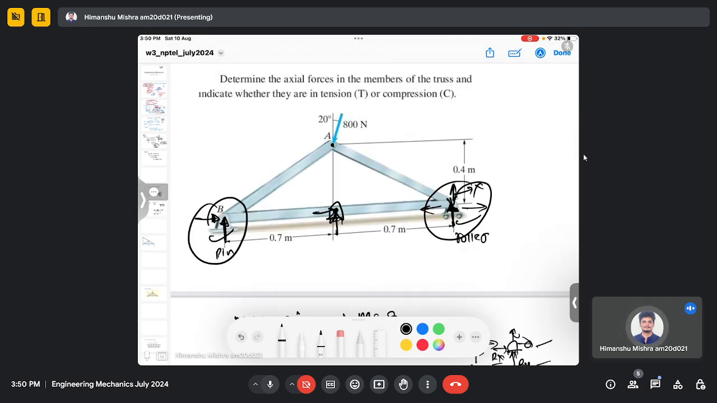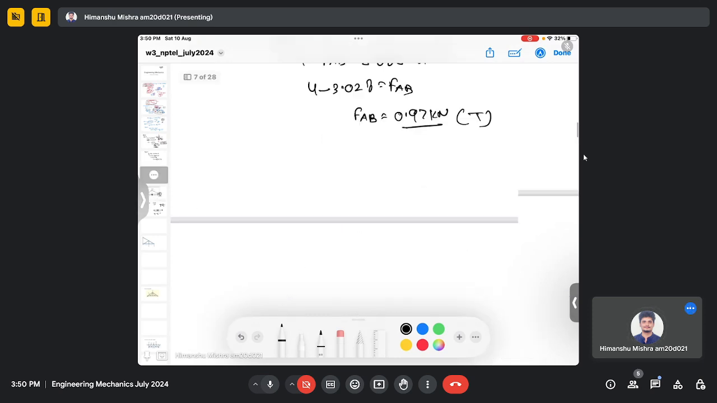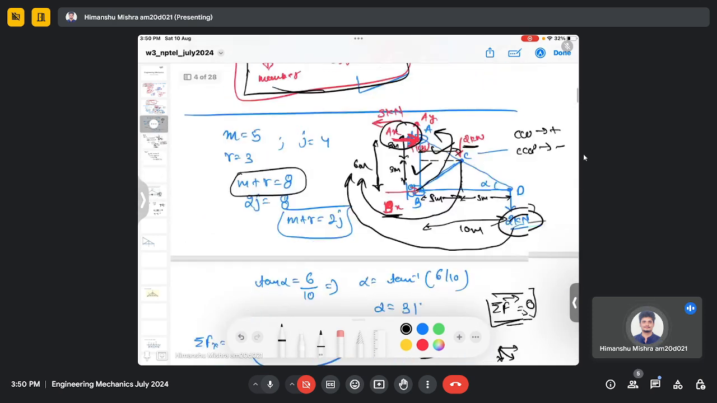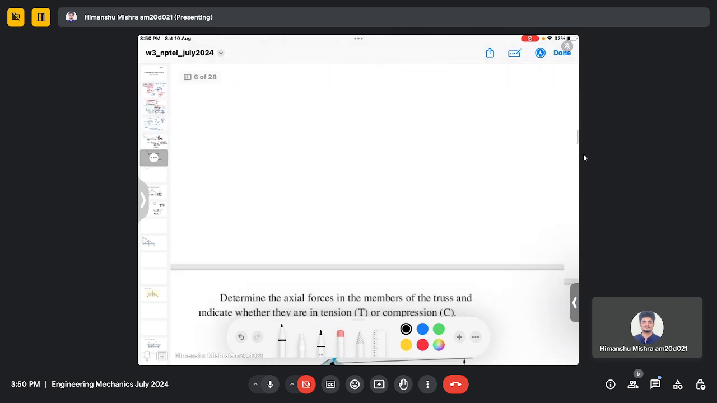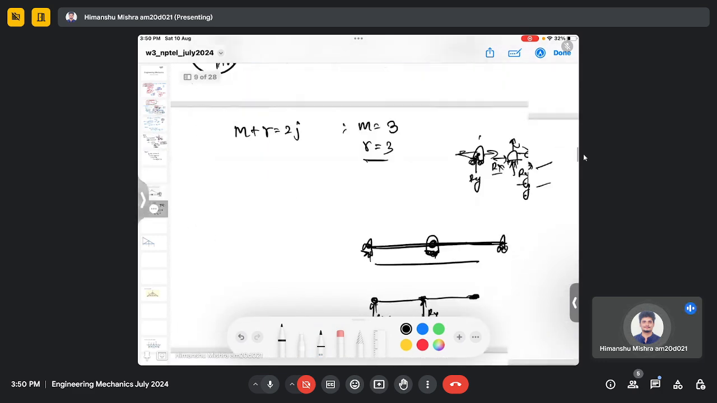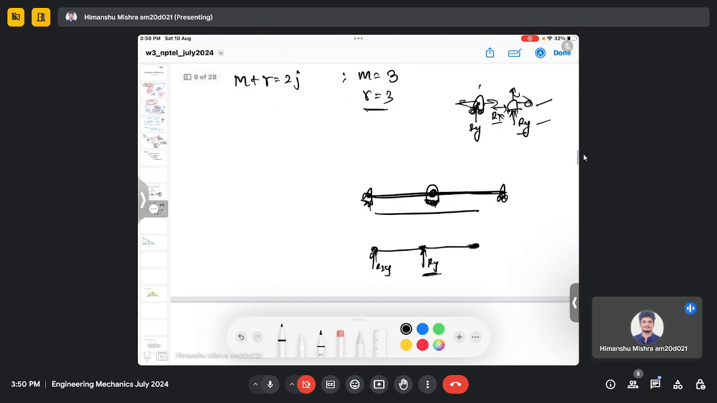These trusses are connected to each other by various pins, like in the above diagrams. But here you will have an extra vertical component of force as well. That time my R will increase, right? m plus r to 2j is there, right? Yeah.